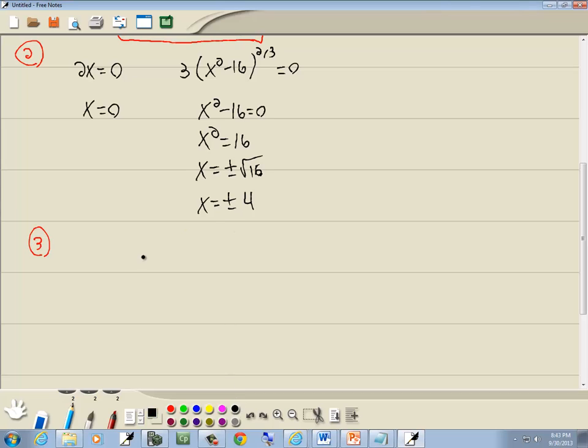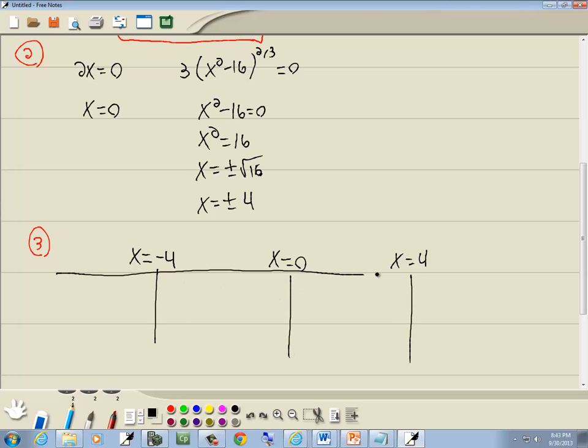Okay, so our smallest critical value is negative 4. Our next one's 0, and then we've got 4. And over here is negative infinity, and over here is positive infinity.